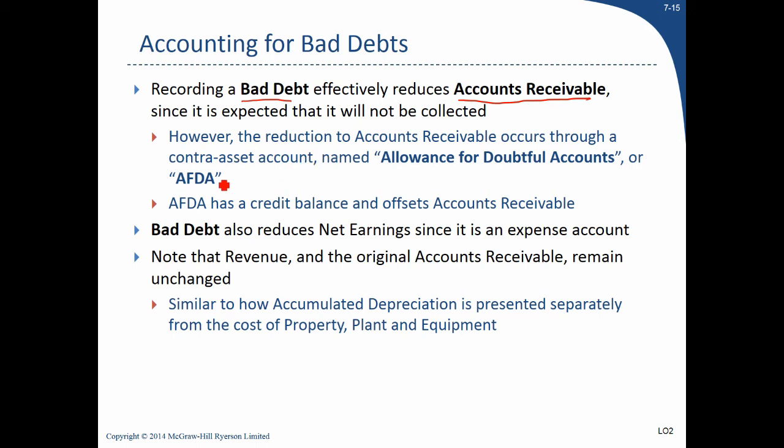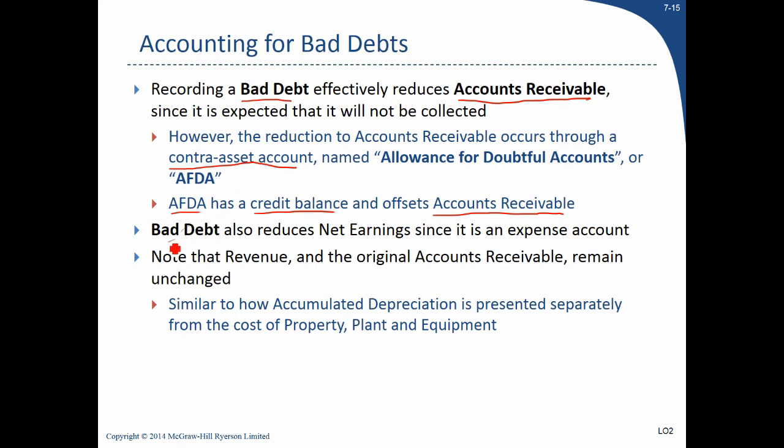However, the reduction to accounts receivable occurs through a contra asset account named allowance for doubtful accounts, shortened to AFDA. That's how I'm going to say it from now on, because allowance for doubtful accounts is a mouthful. AFDA has a credit balance and offsets accounts receivable, the same way that accumulated depreciation is a contra asset. It has a credit balance and it offsets property, plant, and equipment. AFDA has a credit balance and it offsets the account receivable balance.